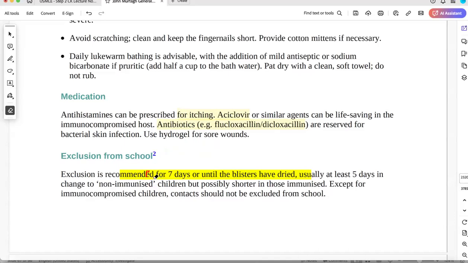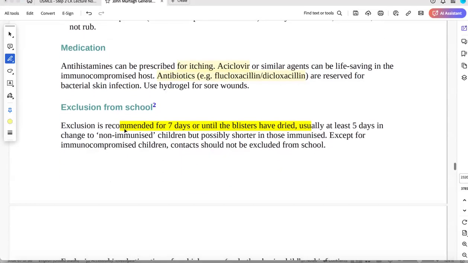Okay, so school exclusion is very important for varicella. And not just for varicella, for all these childhood infections, school exclusion comes in exam. So it is recommended to have school exclusion for 7 days or until the blisters have dried. Okay, so usually 5 to 7 days school exclusion should be done.